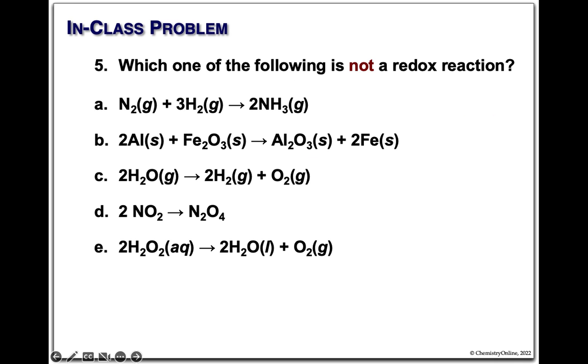Okay. Nitrogen and hydrogen are elements. By definition, they're both 0. Here we have a hydrogen attached to a nonmetal. That will always be +1, I'm sorry. We have 3 positives here. That means this nitrogen must be -3. All right. Obviously, we have changed from 0 to -3, 0 to +1. Yes, this is a redox reaction.